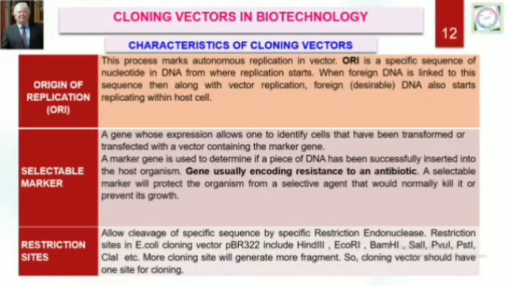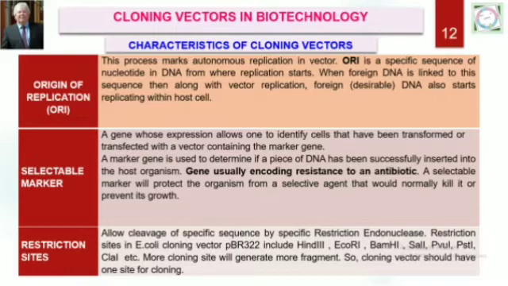Now, when we talk about origin of replication, this process marks autonomous replication in the vector. ORI is a specific sequence of nucleotides in DNA where replication starts. When a foreign DNA is linked to this sequence, then along with the vector replication, the foreign DNA or the desirable DNA also gets replicated. This part also controls the copy number, that is, how many copies will be created. So a very, very important characteristic of a cloning vector is ORI.